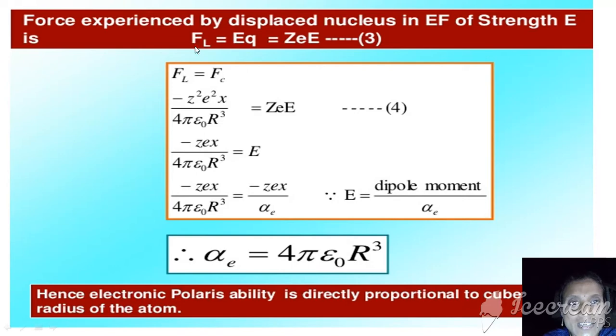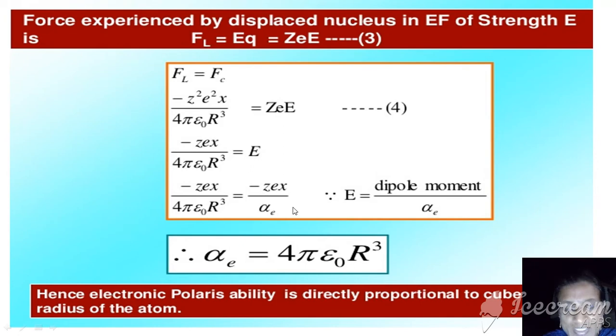Later, already we learned about FL, the Lorentz force which acts on the nucleus, and FC, the Coulomb force. Already we derived this relation, and if these two forces are balanced, then the atom will be in the equilibrium condition. During equilibrium, this ZE and ZE will get cancelled. From that, we derive the relation for the electric field E, and after deriving it, we get the relation in the form of minus ZEx by alpha E. Here 4 pi epsilon naught.